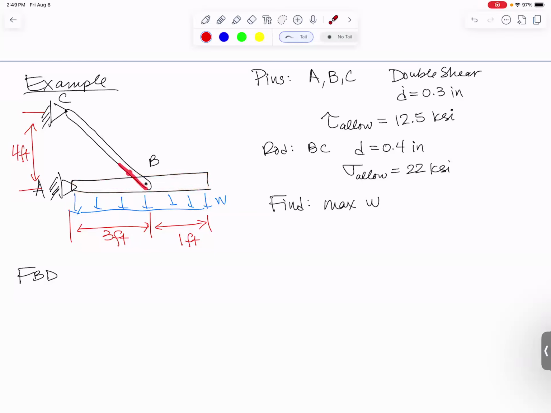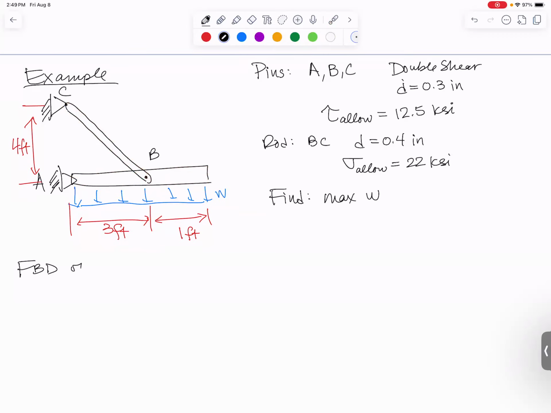And then can you see that BC is a 2-force member? It's a good old classic bar that's just pinned on the ends and it has no forces on it. It's a 2-force member, so we don't need a diagram of it. We know that it's just going to be in either tension or compression. So we'll just draw a free body diagram of the bar.